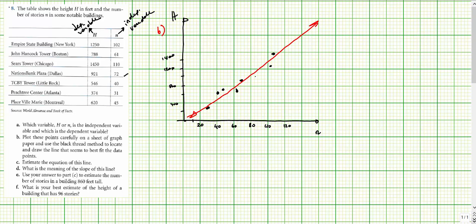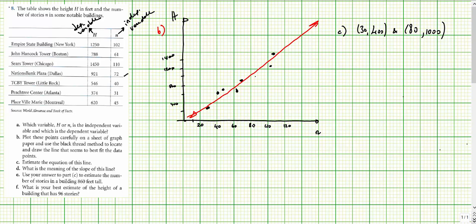C, estimate the equation of the line. If you use your graphing calculator, you'll get the best fit. But at this point, I'm just going to estimate using the points. Usually it's given which points to be used, or you can pick two points that look the best fit for you.